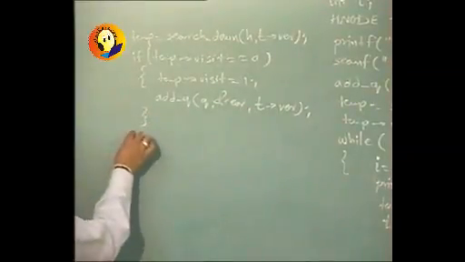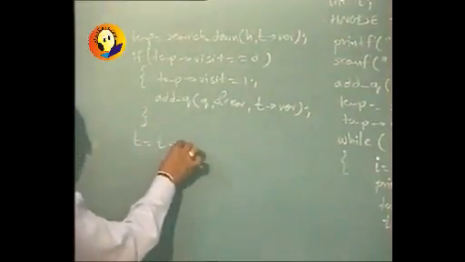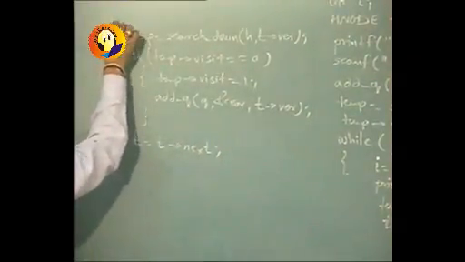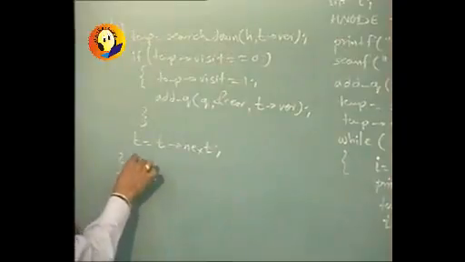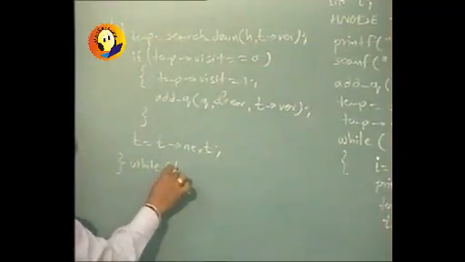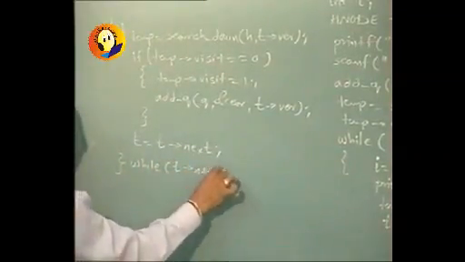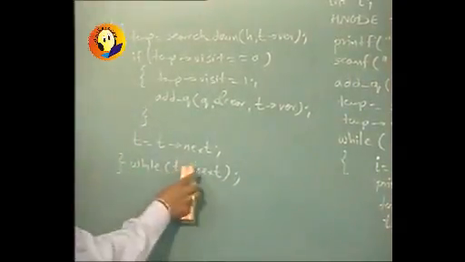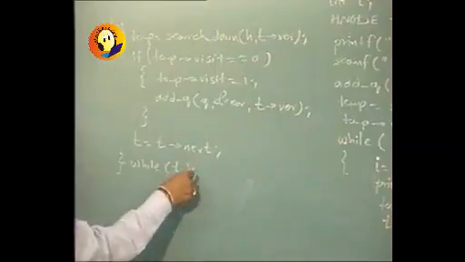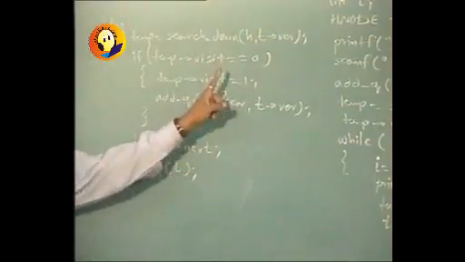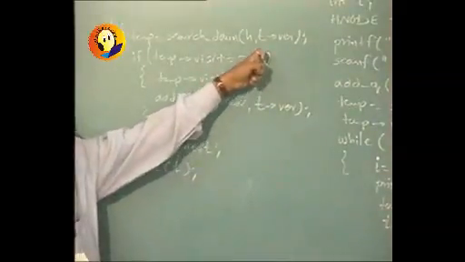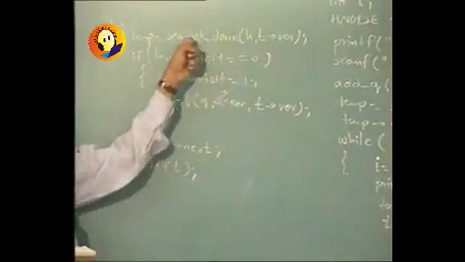And then go to T equal to T arrow next and keep on doing this while T is not equal to null. While T is not equal to null, you will keep travelling in the next list. This loop will simply make you travel in the next list. Every time, the vertex that you have, search for its position.